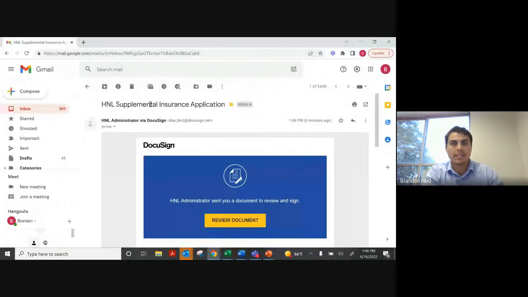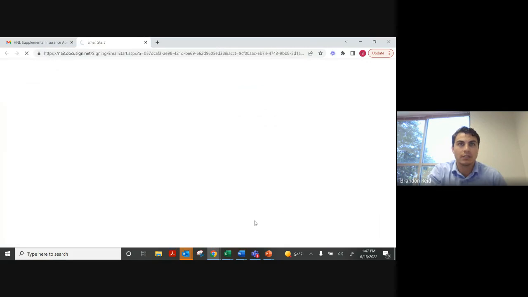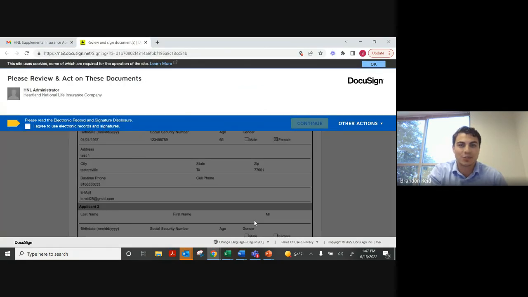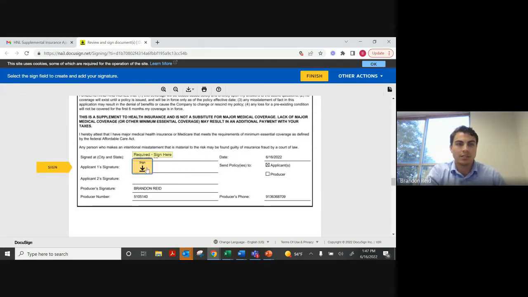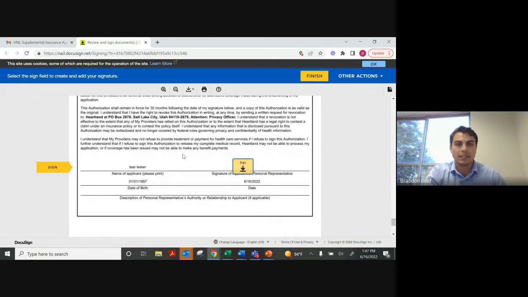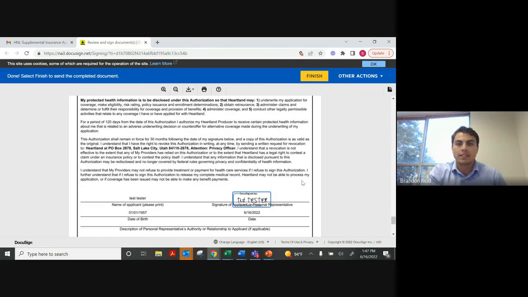In that email from H&L administrator via DocuSign, you'll see a big yellow box, Mr. or Mrs. Jones, that says review document. Please click the big yellow box that says review document. Check the white box that says I agree. Whether this is on their cell phone or their computer, there'll be a little white box to check. Click continue, click start, click sign, and then you'll get the option to select a style, to adopt and sign, or to draw and adopt and sign. Then click sign again on the HIPAA form.